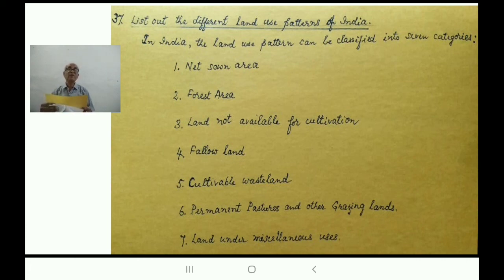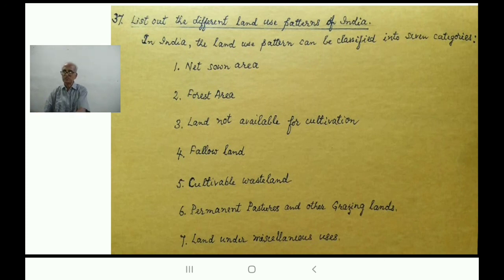Then cultivable wasteland. You can cultivate, but it's lying as a wasteland. Today or tomorrow we should be able to cultivate there too. Permanent pastures. Pastures are areas where animals can graze. Permanent pastures and other grazing lands. And last one is land under miscellaneous uses. You are using for various purposes. Miscellaneous purposes, they are brought under here.